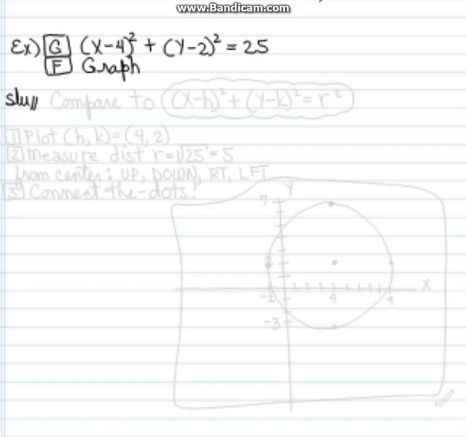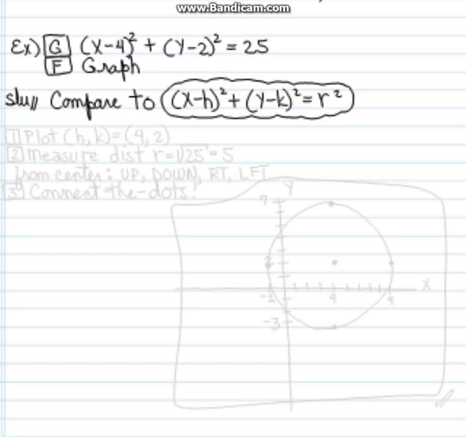We are given the equation of a circle, (x − 4)² + (y − 2)² = 25, and we're asked to find the graph. Now, just looking at that equation, if I compare it to the standard formula, (x − h)² + (y − k)² = r², where (h, k) represents the center and r is the radius, I can see that I have a circle centered at (4, 2), and the radius is going to be 5. I can see that.